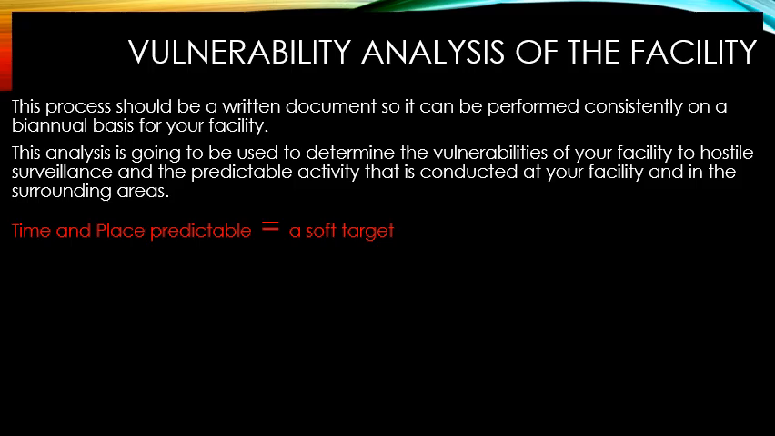So, you need to do a vulnerability analysis of the facility. This process should be a written document so it can be performed consistently on a biannual basis for your facility. This analysis is going to be used to determine the vulnerabilities of your facility to hostile surveillance and the predictable activity that is conducted at your facility and in the surrounding areas. Time and place predictable means you are a soft target.